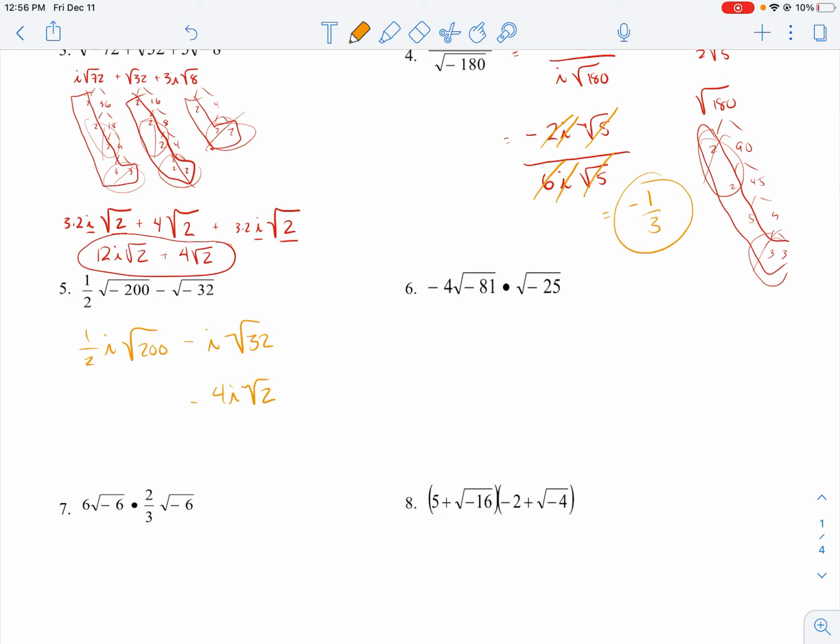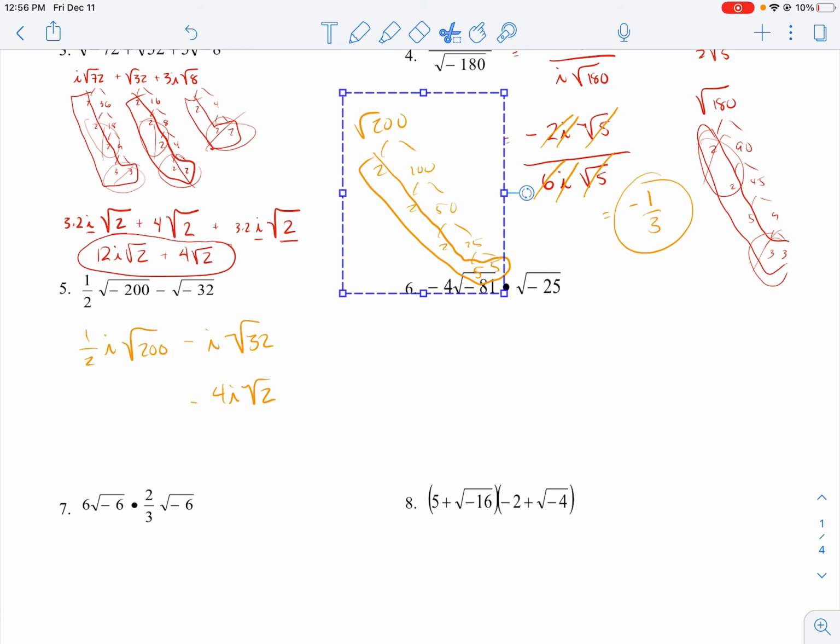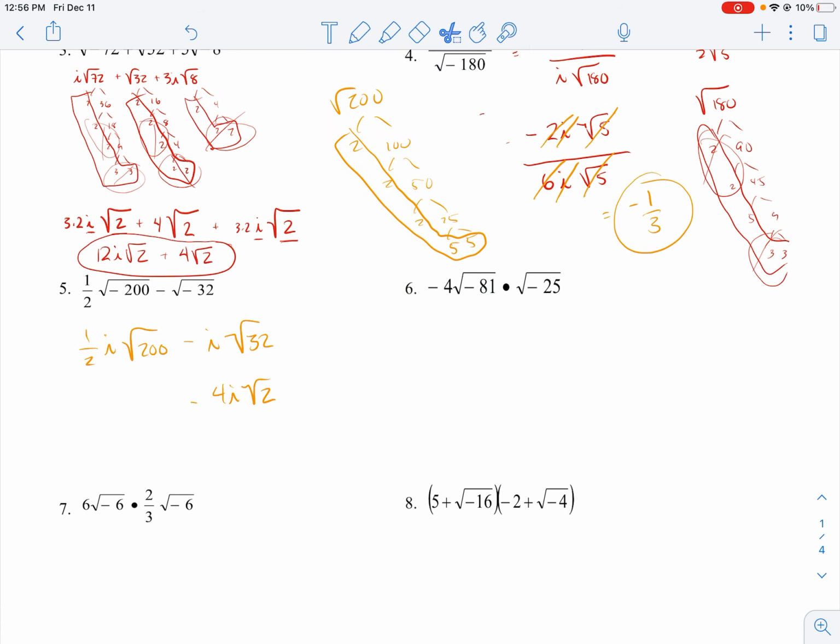Okay, but we haven't done 200 yet, so let's do 200 up here. So 200, 2 and 100, 2 and 50, 5 and, whoop, how about 2 and 25? And then 5 and 5. Okay, so hockey stick. Let me move this up a little bit. Okay, so you're going to take another 2 and a 5, so that's equal to 10. So 1/2 times 10i.